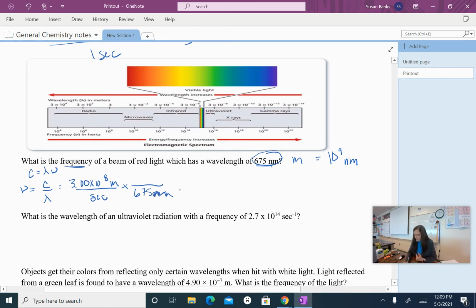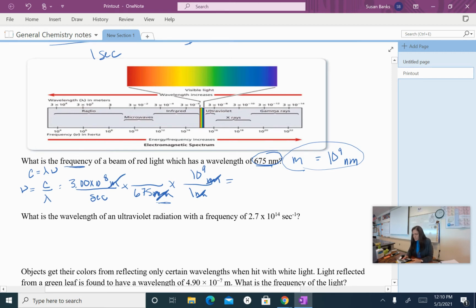And I can't cancel out, so I need to convert the nanometers to meters. So I'm going to use this equivalence here. I have 10 to the ninth nanometers in 1 meter. And that way my meters can cancel out and my nanometers cancel out. And I'm left with per second, or hertz, which is what I want for my frequency.